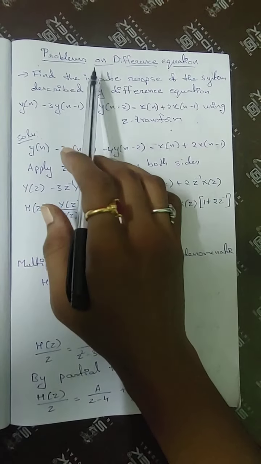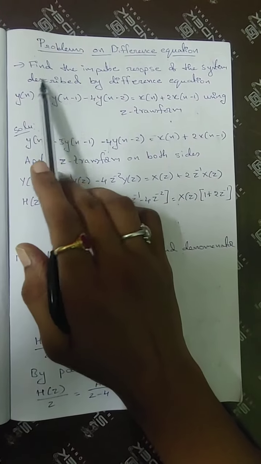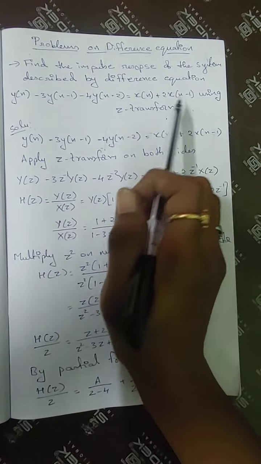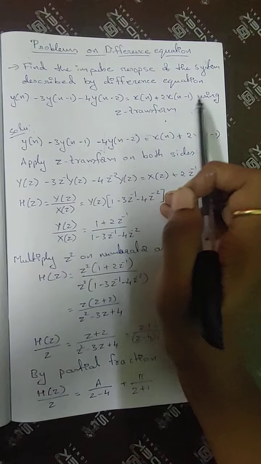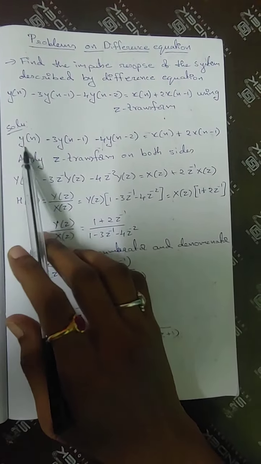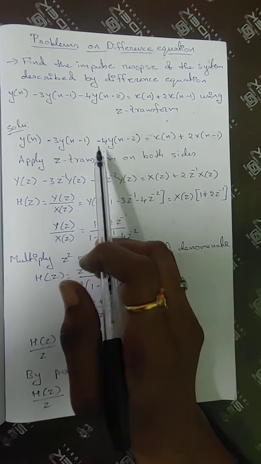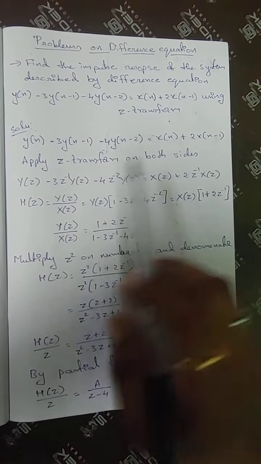So in this video I am going to explain about problems on difference equation. Here the problem is to find the impulse response of the system described by the difference equation. So this is the equation which is given, so using Z transform. Take this equation: y of n minus 3 into y of n minus 1 minus y of n minus 2 is equal to x of n plus 2 into x of n minus 1.